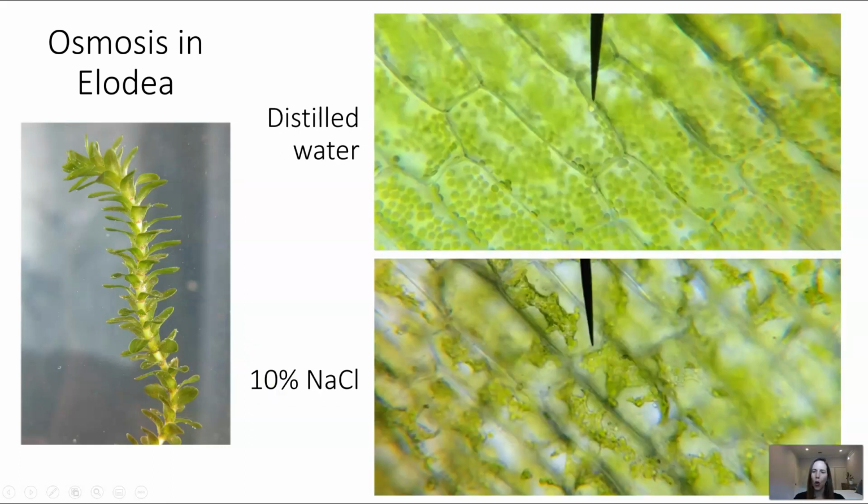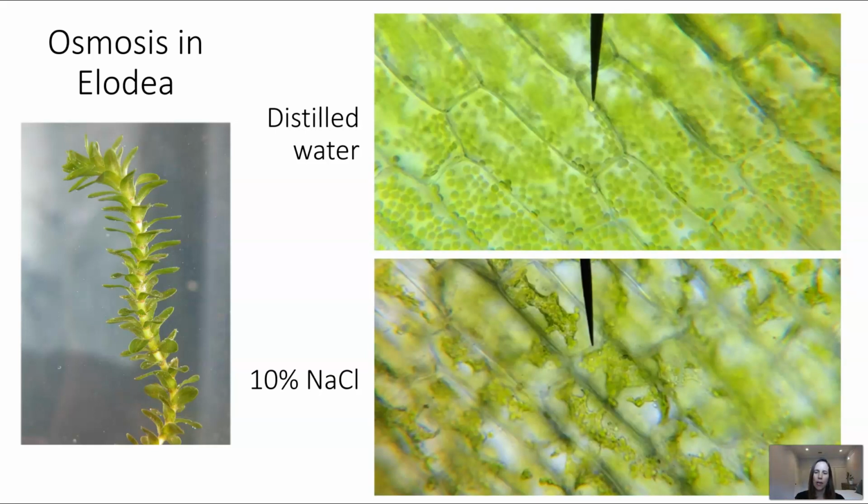So in the distilled water, which is a hypotonic solution, the water is going to flow into the cells. So here we're looking at a picture of the cells of the Elodia under a microscope, and you can see that they're really swollen, right? It's because the water flowed in.